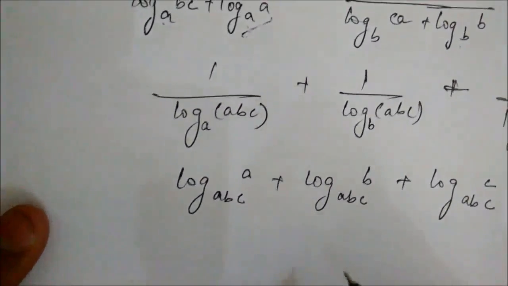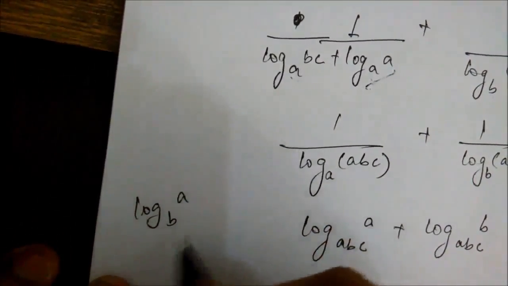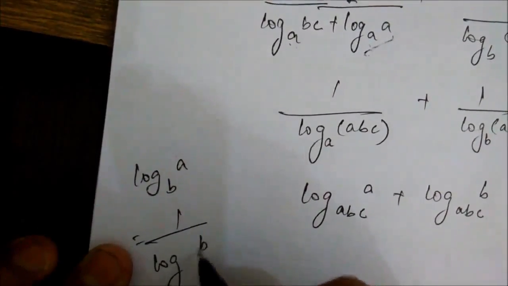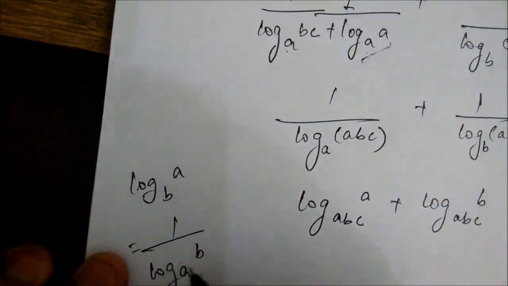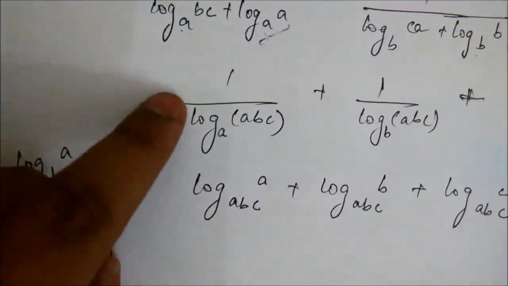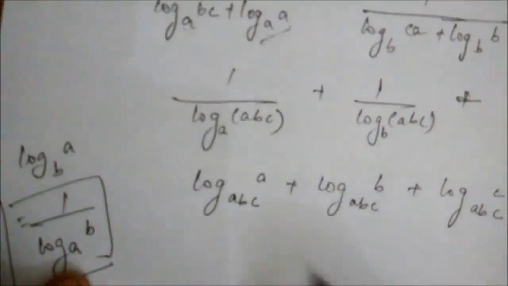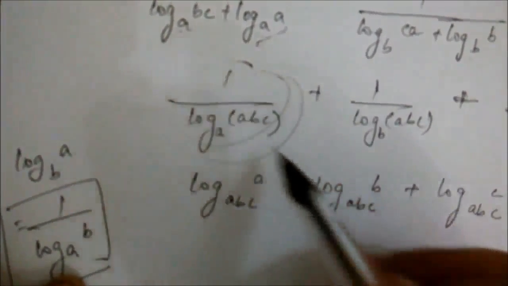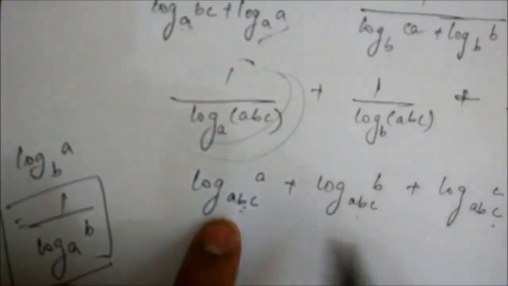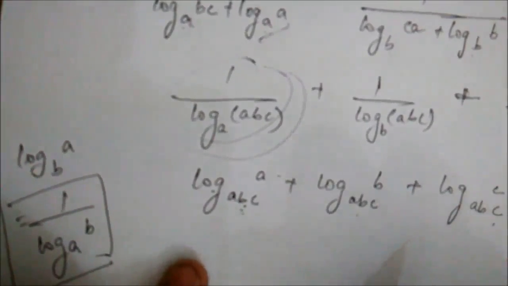Now I am using the base changing formula again, that is log a to the base b can be written as 1 upon log b to the base a. So I can change the base whenever I want just by taking the reciprocal and changing the base. Since it's in a reciprocal, we can easily convert the above equation and get abc as the base, a common base for all the three parts. Now log a to the base abc, log b to the base abc, log c to the base abc.